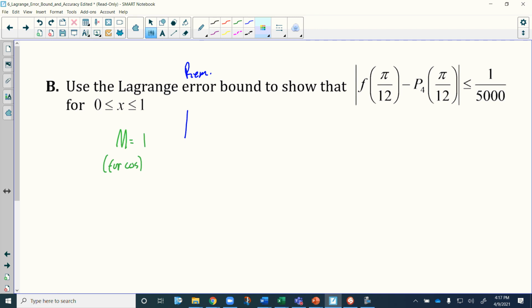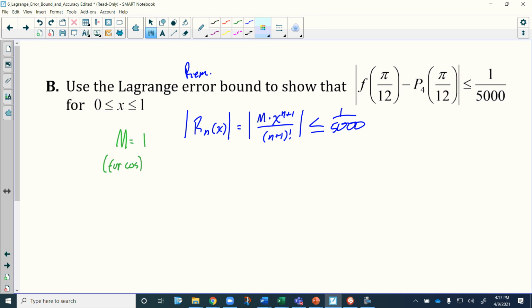In this case, we're going to be looking at the general form for the Taylor inequality, as it would be for a Maclaurin series. It is the absolute value of the maximum times x to the n plus 1 power over n plus 1 factorial, and in this case, it needs to be less than or equal to 1 over 5,000.